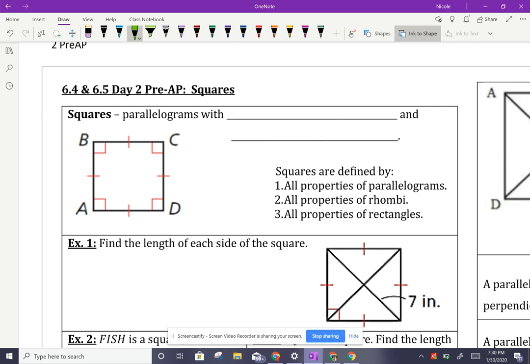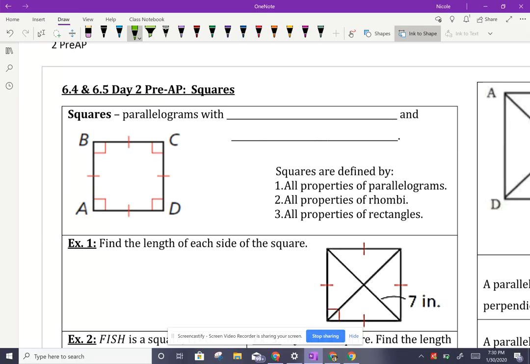All right, so we are in 6.4, 6.5, day 2, which is bringing us to the end with squares. So squares are parallelograms, which means that they're also quadrilaterals. They're going to have all the qualities that your quadrilateral has, which is 4 sides and a sum of 360 degrees. All of your properties that parallelograms had, which were opposite angles were congruent, opposite sides are congruent, diagonals bisect each other, supplementary consecutive angles, lots of things. But that then filtered down to squares and rhombi.